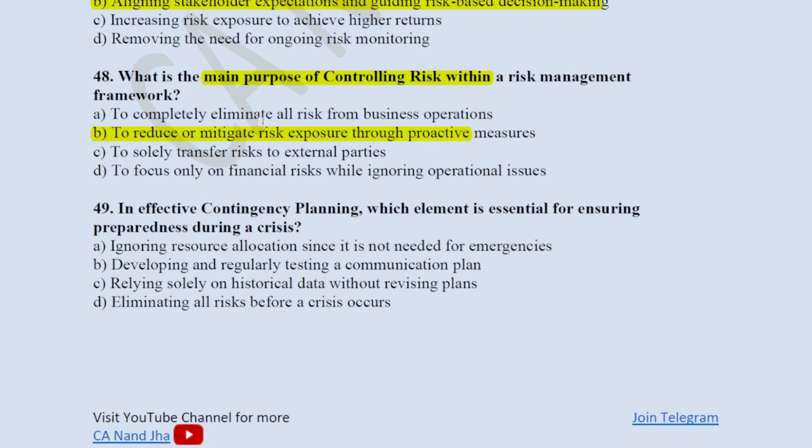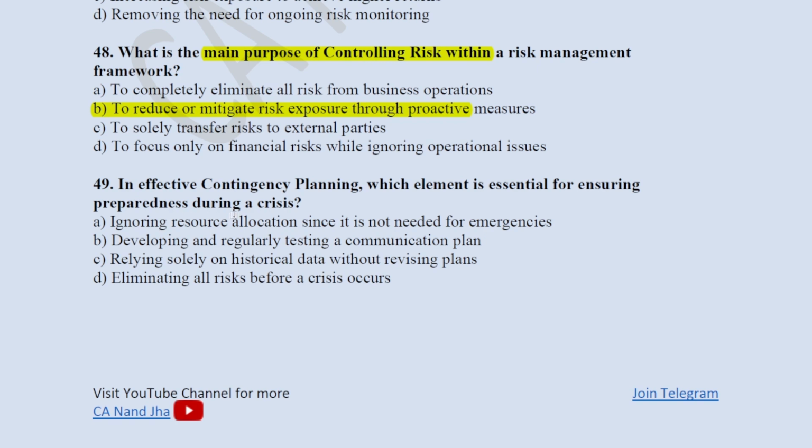Question 49. In effective contingency planning, which element is essential for ensuring preparedness during a crisis? Ignoring resource allocation since it is not needed for emergencies. Developing and regularly testing a communication plan. Relying solely on historical data without revising plans. No. Eliminating all risk. No. So the answer would be B.